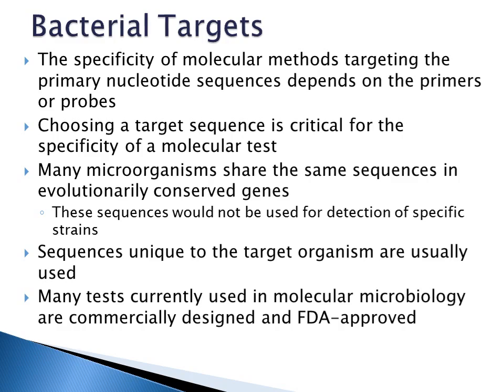So if you had a conserved gene among numerous different microorganisms, you wouldn't want to use that sequence in order to detect a specific strain. You want to use sequences usually that are unique to the target organism, so that if you get a positive result, you know it must be that specific organism that's causing the infection. So many tests I already stated used in molecular micro laboratories are commercially designed and FDA approved.